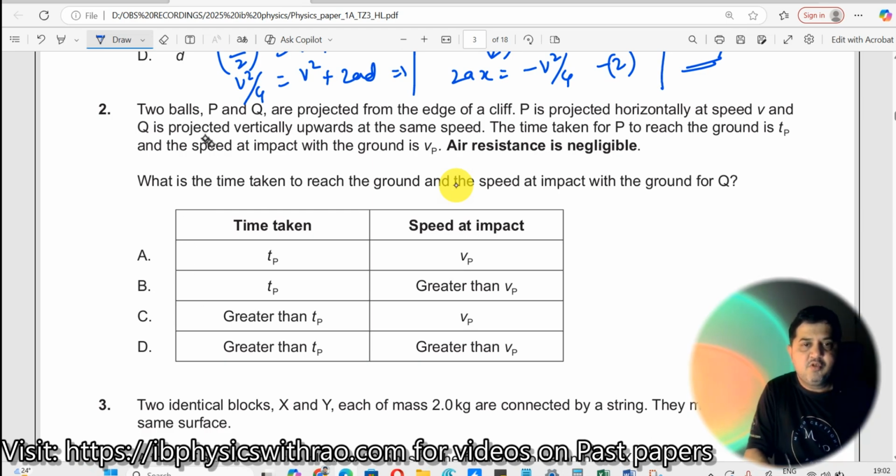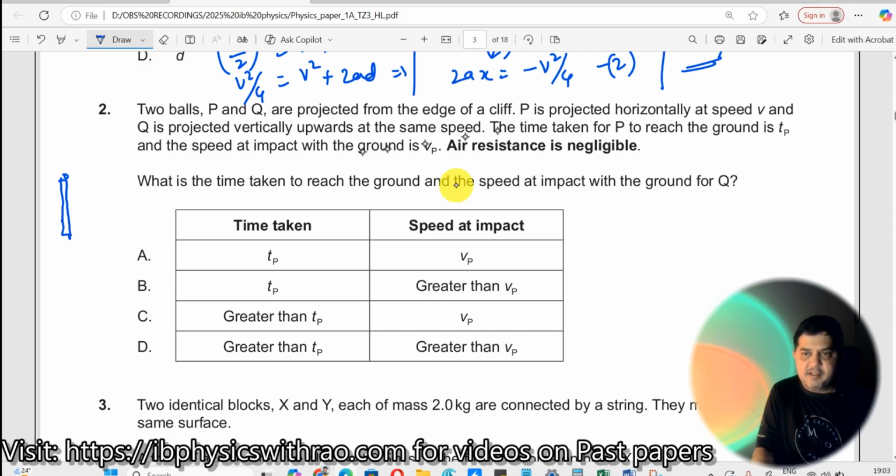Question number 2. Two balls P and Q are projected from the edge of a cliff. P is projected horizontally with speed v, and Q is projected vertically upwards with the same speed. I am standing at a cliff here. There is one ball which is thrown from here vertically. It has been projected upwards.